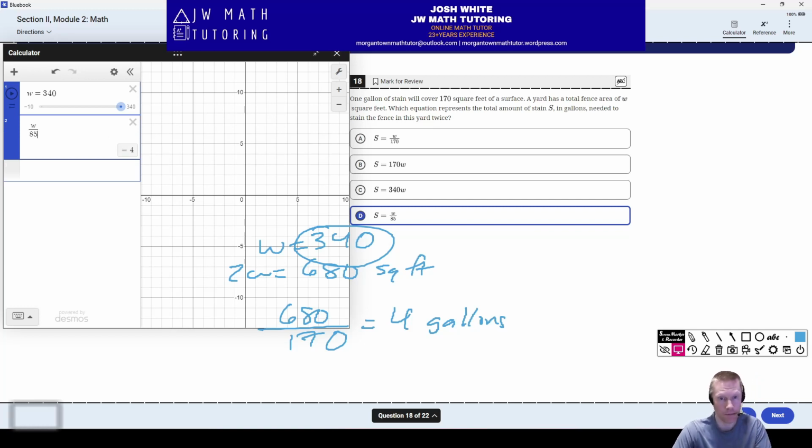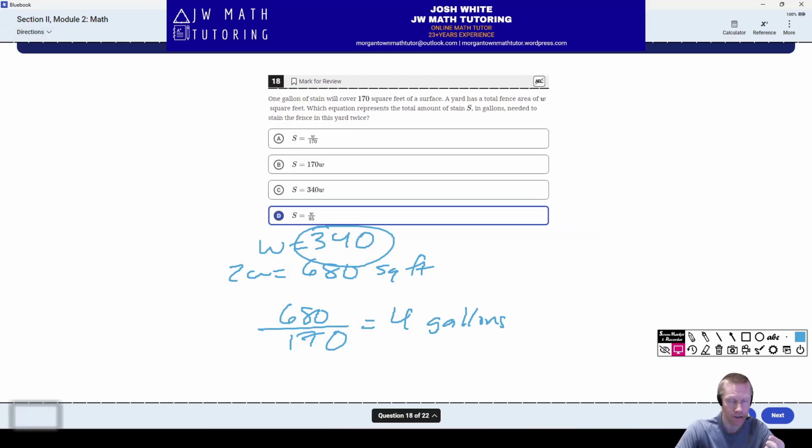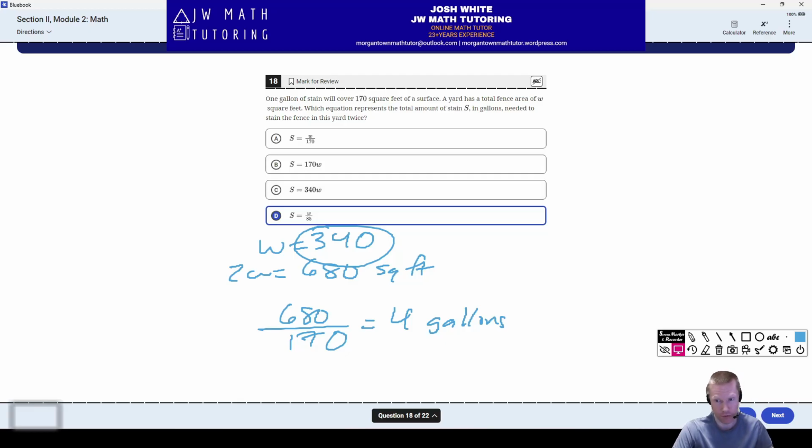So again, I'm doing picking numbers here. I'm picking a number for W, then I'm using that to calculate how many gallons I would need based on the information in the problem. Then I go through the answer choices. I see which answer choice equals the number that I've calculated when I worked the problem out, which is 4.